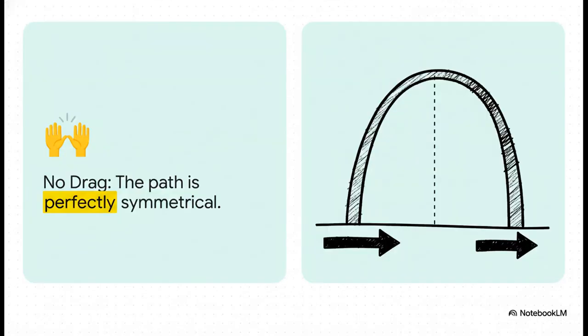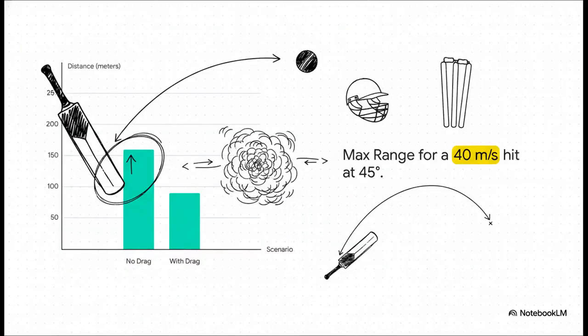Let's break that down. In that no-drag world, the path is perfectly symmetrical. But with drag, it gets all lopsided. And here's why, and this is super interesting. The air is constantly slowing the ball down, right? So it's losing forward momentum the whole time. This means it actually travels further horizontally on its way up when it's moving fastest than it does on its way down. Crazy, huh? And if you want to see the effect on pure distance, just look at these numbers.